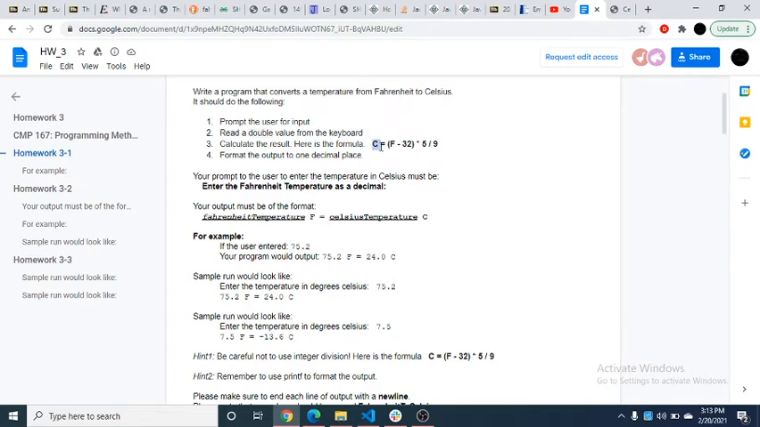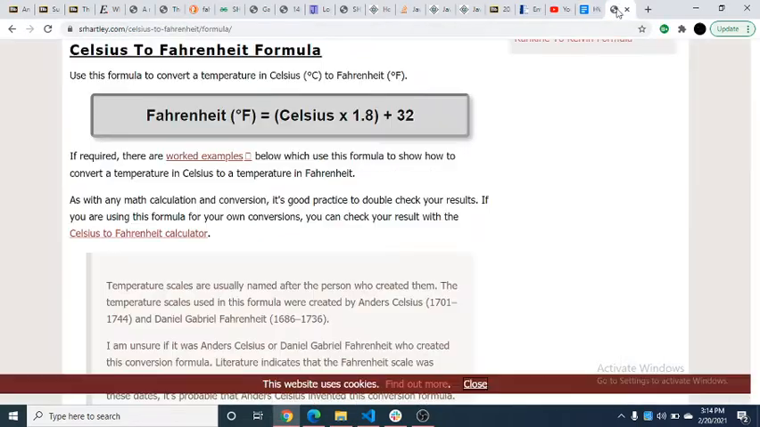So this is the equation for finding the Celsius temperature given the Fahrenheit temperature, where F is equal to Fahrenheit. So we see it's parentheses F minus 32 times 5 divided by 9, right? This is the equation. Now for the opposite, to get the Fahrenheit from the Celsius, this is the equation right here. So it's Fahrenheit equals Celsius times 1.8 plus 32.